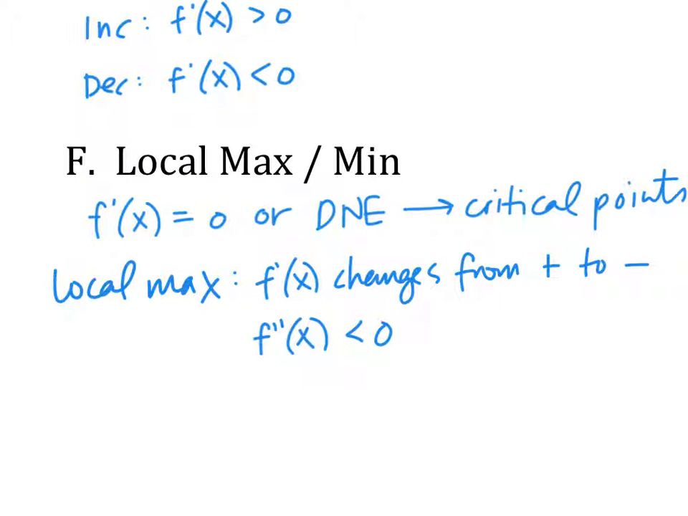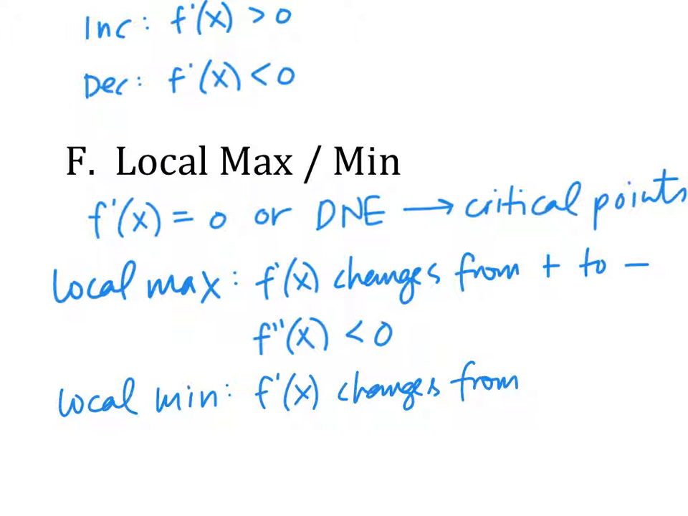Okay. Local min. F prime changes from where to where? Negative to positive. Yeah, negative to positive. Or f prime changes from positive to negative, either or, because if it satisfies the first one, it will satisfy the second one. So you can check either one.